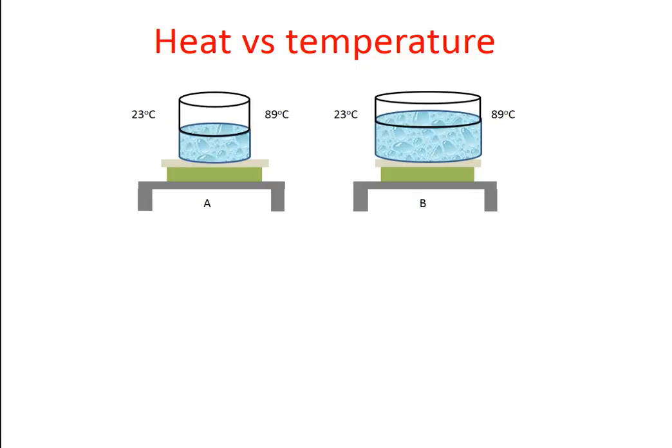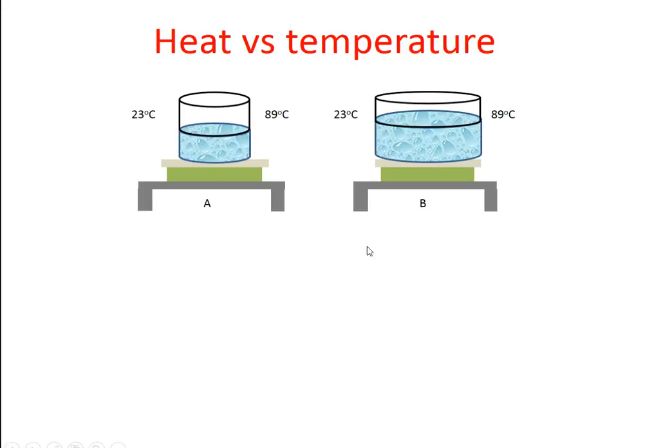Now let's look at this example. So we have two hot plates containing 2 beakers of water. We have a smaller beaker here, a larger beaker here. So the question is, we want to heat up the beakers, the water, from 23 degrees Celsius to 89 degrees Celsius in both cases. So the question is, which of the two between A and B will heat up first from 23 to 89 degrees Celsius?